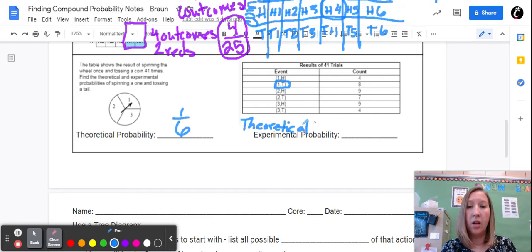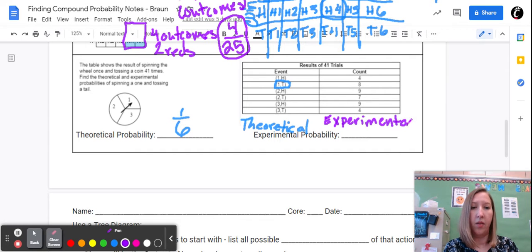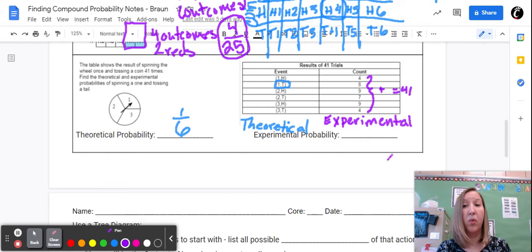Now, this part over here is talking about our experimental probability. And if we look, these are all of our different outcomes. If I look at all of those and I add them, they equal up to 41 because we did 41 trials. So for the experimental probability of getting a 1 and a tails, I look over here at my event and they tell me that occurred 8 times out of 41. So my experimental probability would be 8 out of 41 because that occurred 8 times out of my 41 trials.